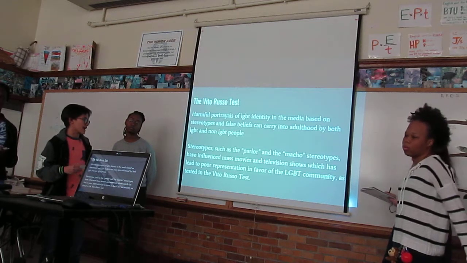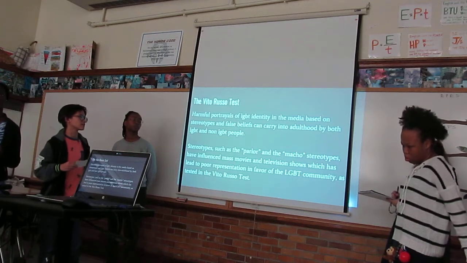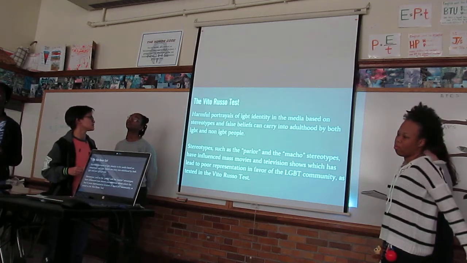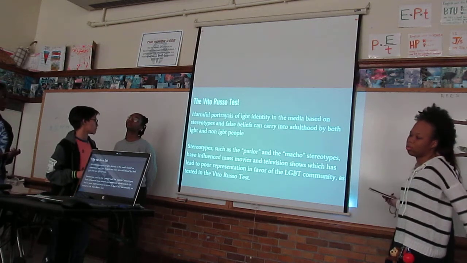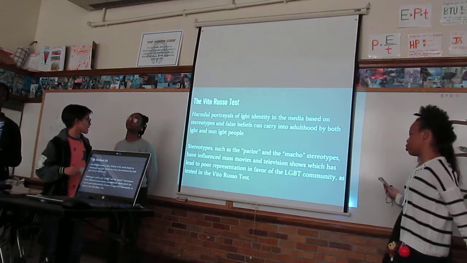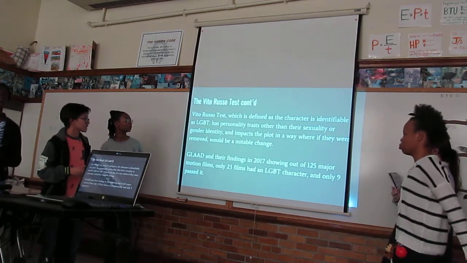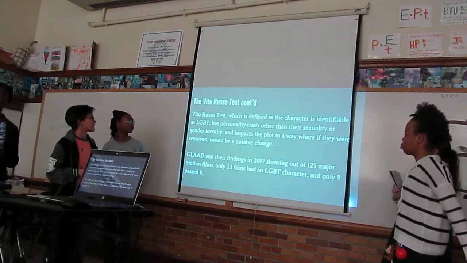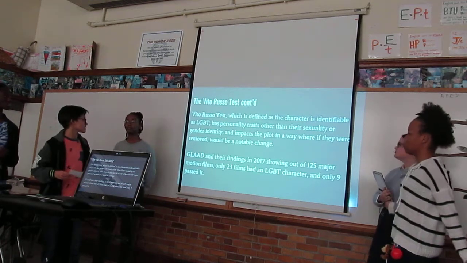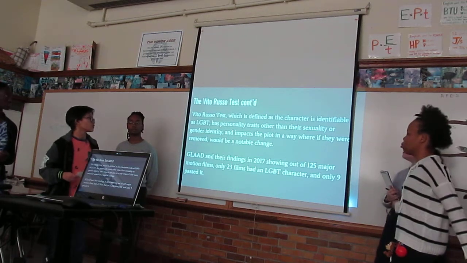Stereotypes such as the parlor and the macho stereotypes, which are overdone and over-dramatic characterizations and overly masculine characterizations, respectively, have been influenced by mass movies and television shows, which have led to poor representation of the LGBT community, as tested in their Vito Russo test. It's defined as the character is identifiable as LGBT, has personality traits other than their sexuality or gender identity, and impacts the plot in a way where, if they were removed, it would be a notable change.